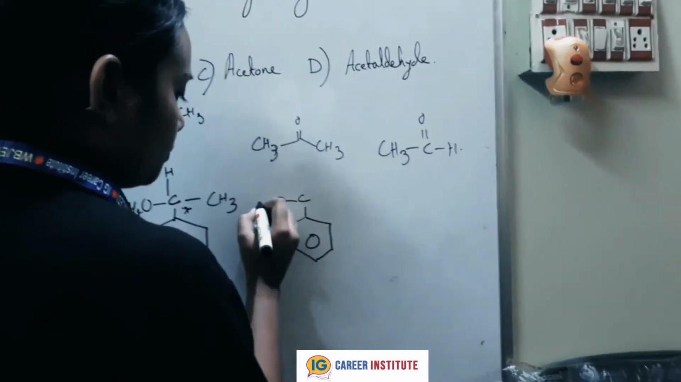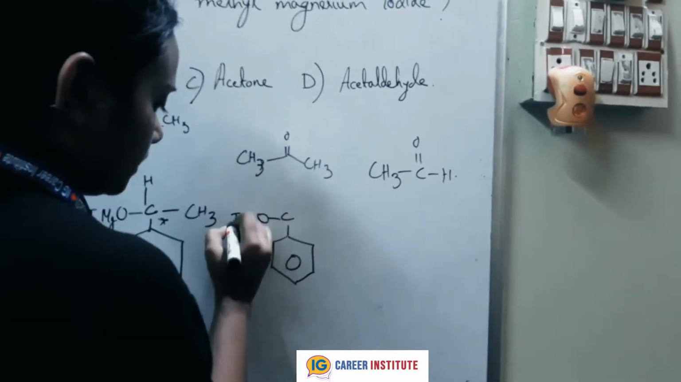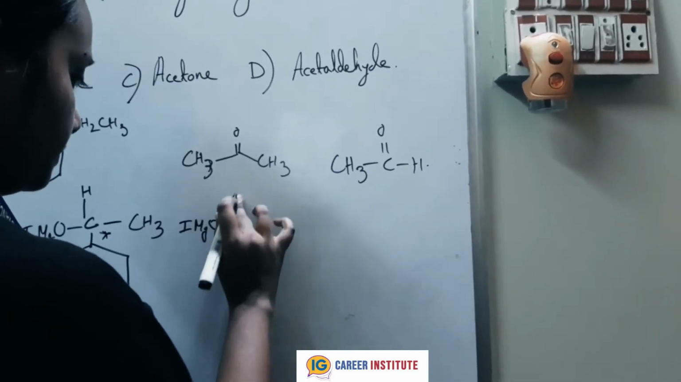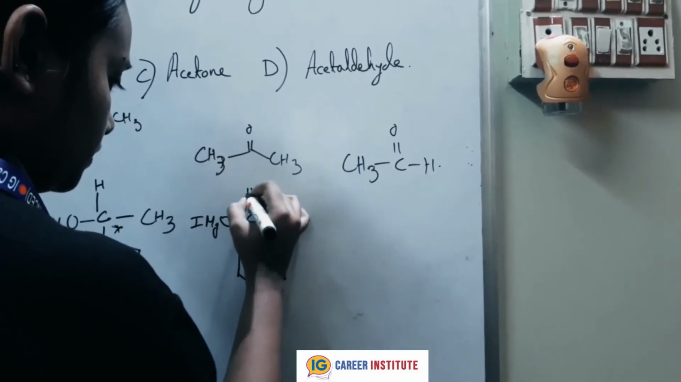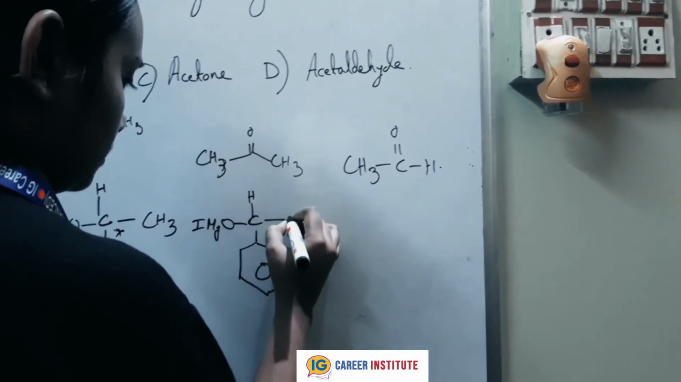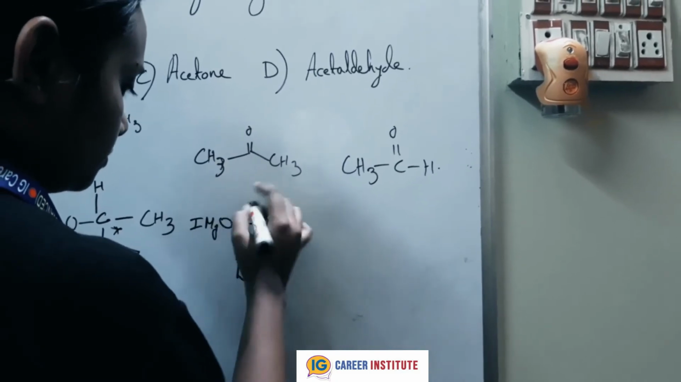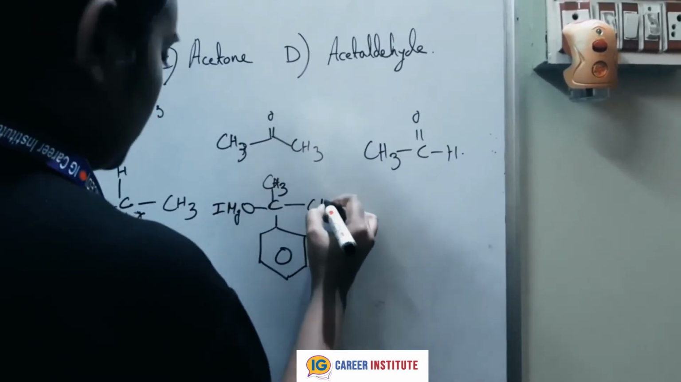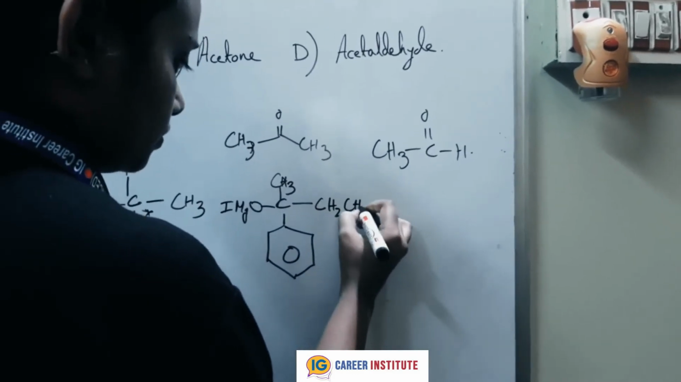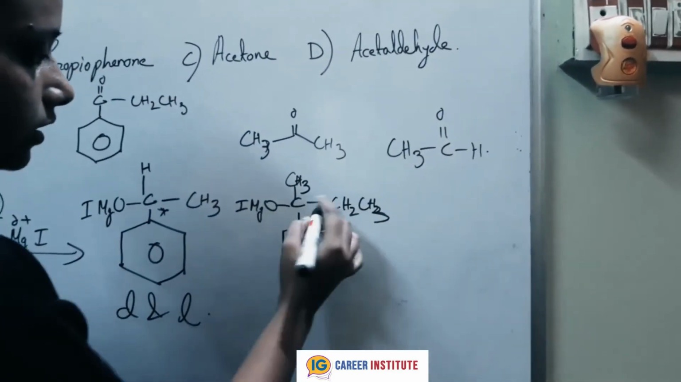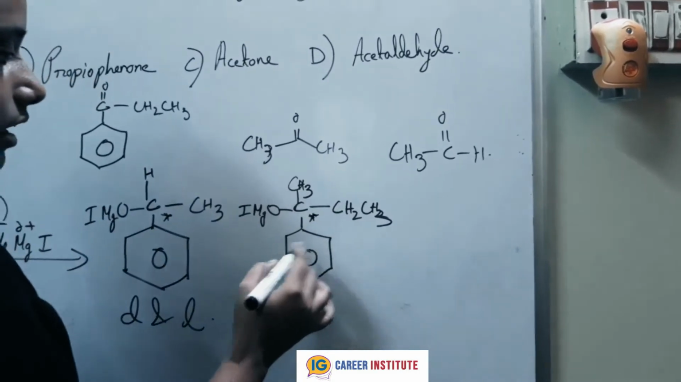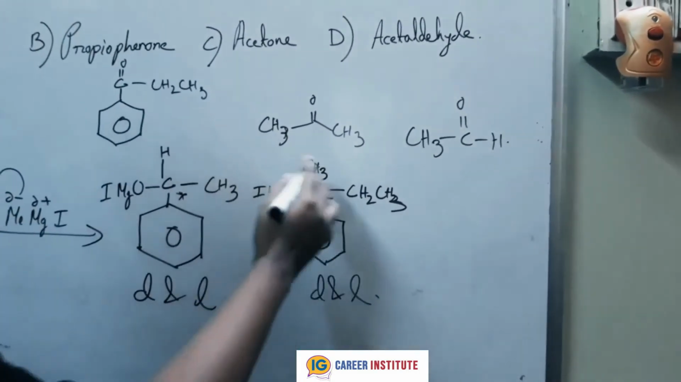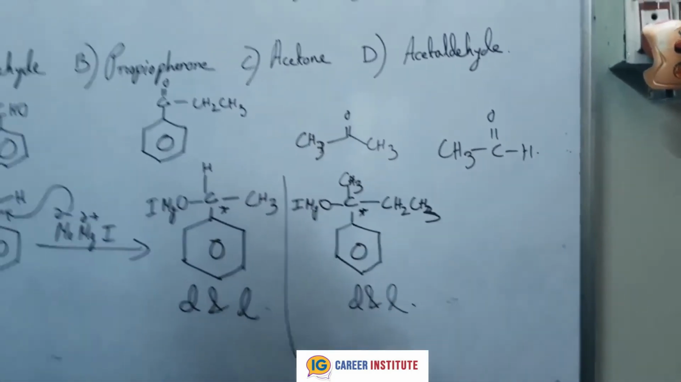So oxygen will open up and bind with MgI, and the hydrogen will remain. The methyl will attack and get attached to the carbon, and there is the ethyl group. So see, here also the carbon center is chiral. So here also both D and L isomers will be produced, hence this will also give an enantiomeric product.